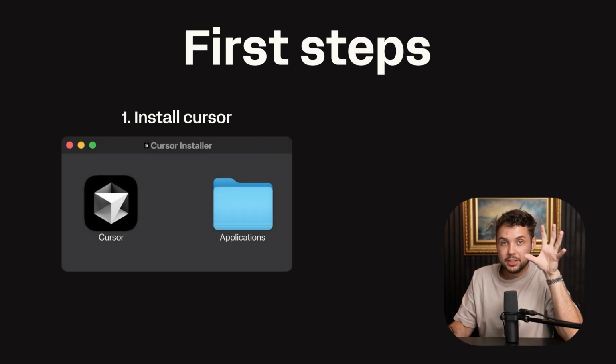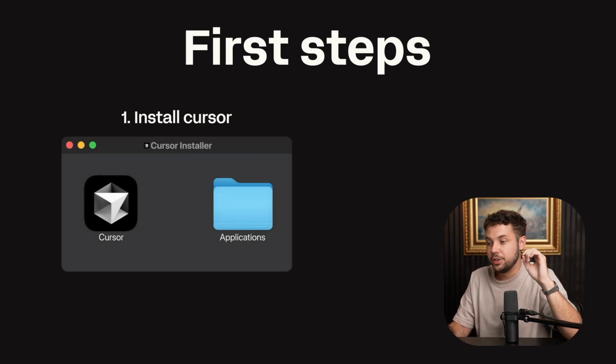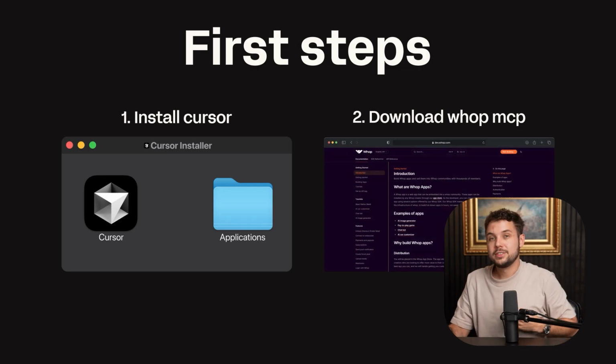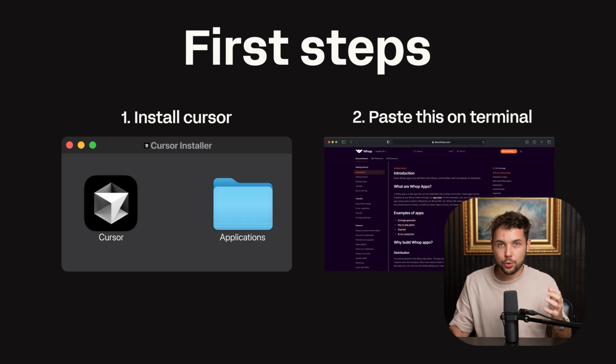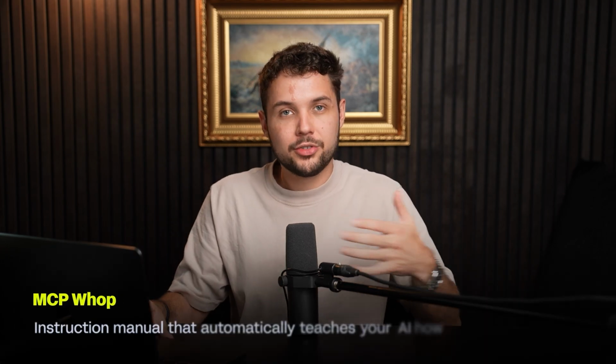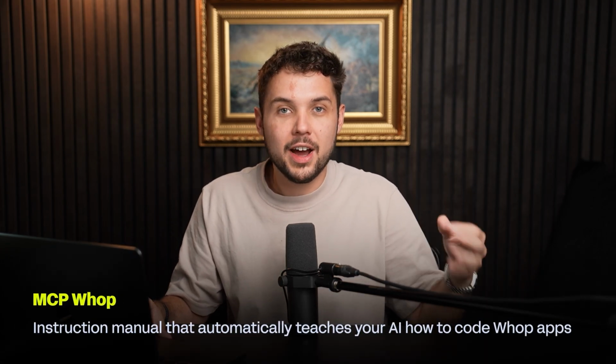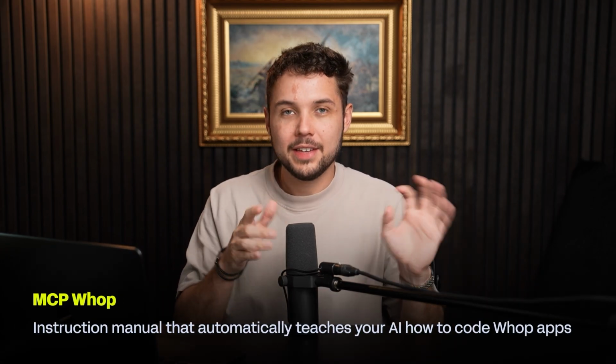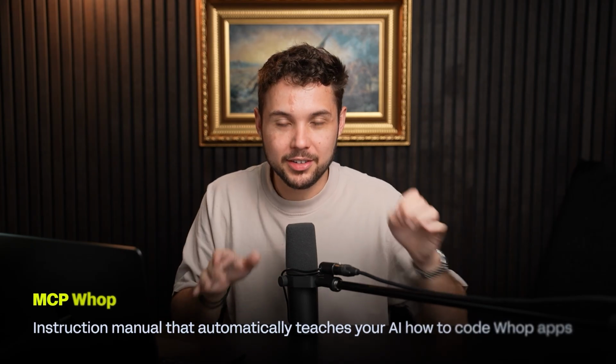The first thing you'll need to do is download Cursor, but once it's installed, you'll need to go to dev.wap.com to download the WAP MCP, or just paste this command in your Cursor terminal. An MCP is just an instruction manual that automatically teaches your AI how to code WAP apps. It's like giving the AI a map and a dictionary to build WAP apps.